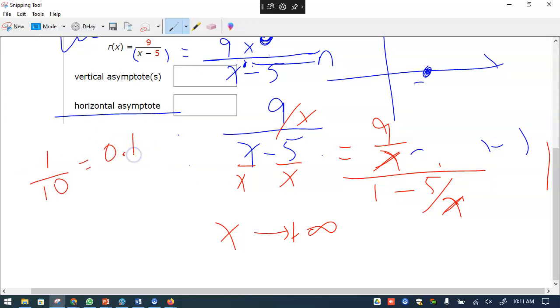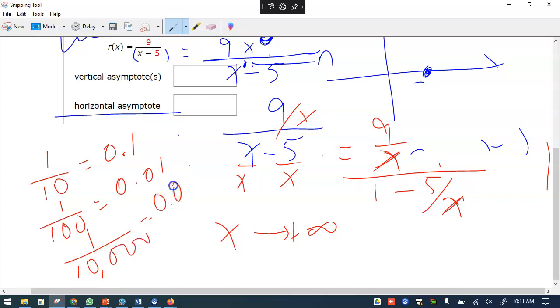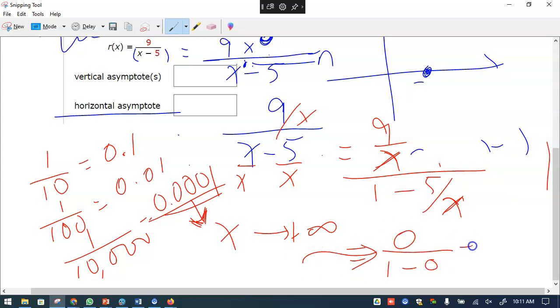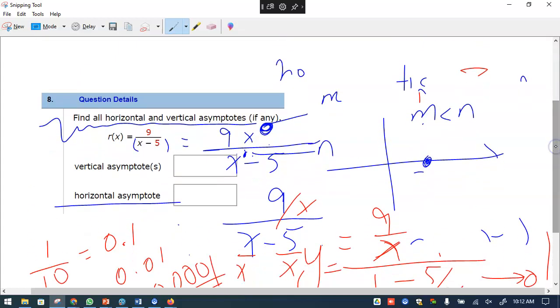If I write 1 over 100, that's 0.01. If it is 10,000, that will be 0.0001. So this number almost comes closer to 0. That's why we say the top one almost goes to 0. So this is like almost 1 minus 0, and 0. That means the output y almost tends to 0. That means the equation of the horizontal asymptote is y equals 0. That means it is the x-axis.